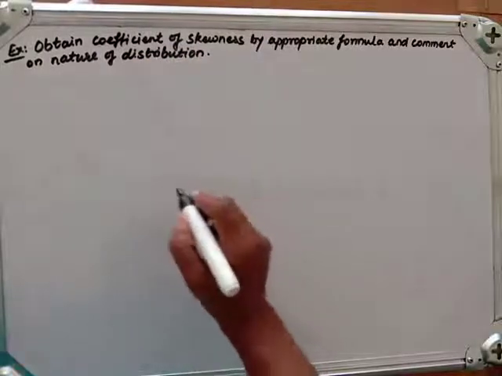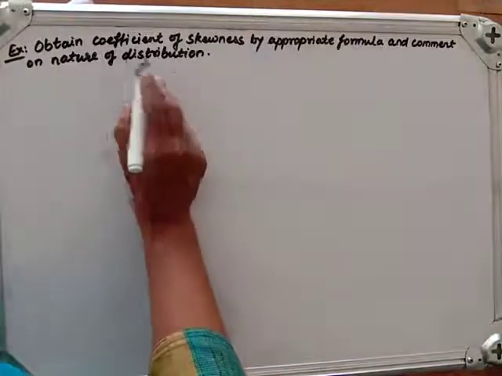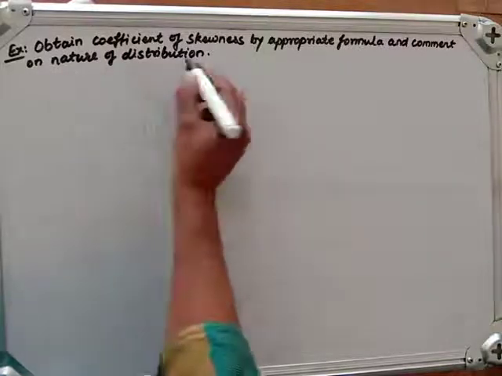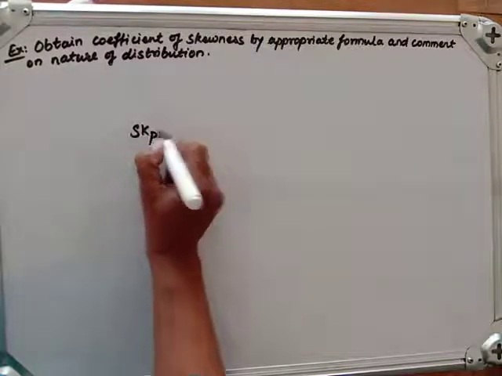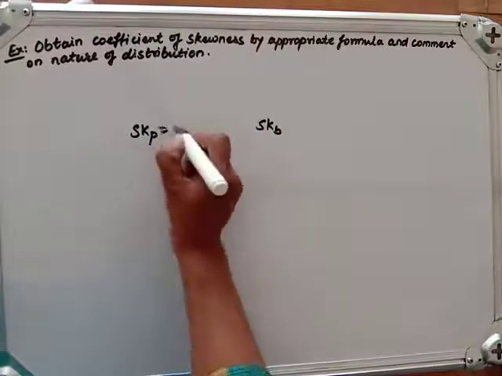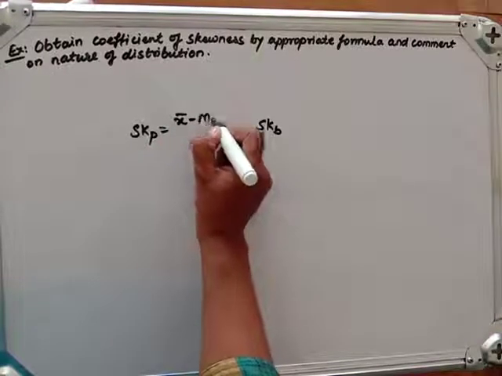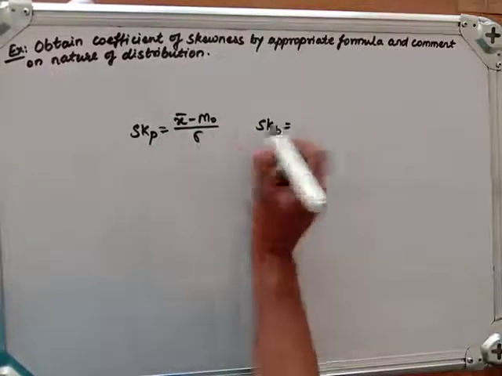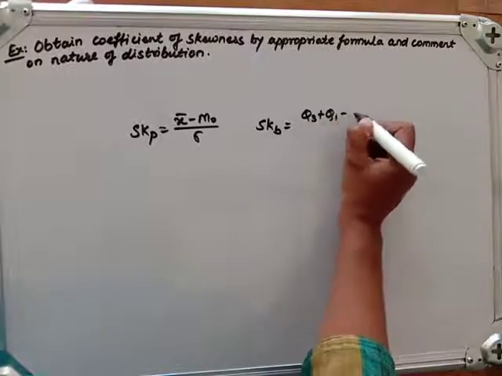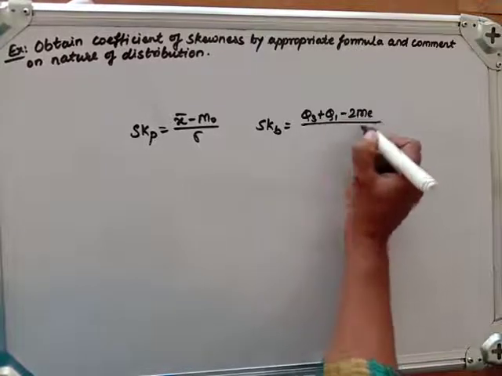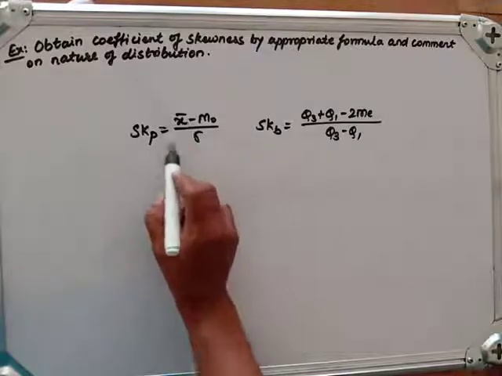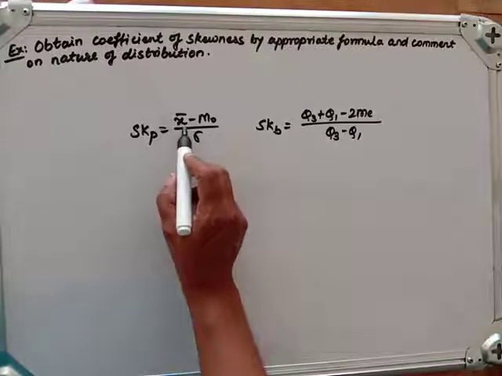Now, what is given here? Coefficient of skewness we have to determine, and comment on it. Now we have two coefficients of skewness. Karl Pearson's coefficient of skewness, what is the result? Mean minus mode upon standard deviation. And here the result is Q3 plus Q1 minus 2 times median upon Q3 minus Q1.